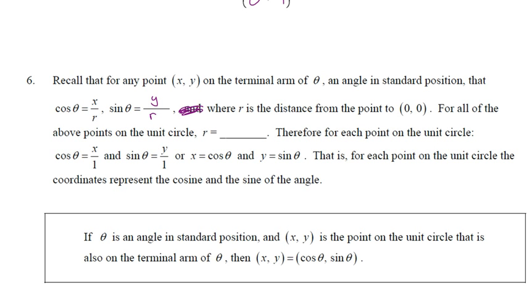How about where r is the distance from the point to (0, 0)? For all of the above points on the unit circle, r equals 1, unit circle. Therefore, for each point on the unit circle, cos theta is x over 1 and sine theta is y over 1. Or x is cos theta and y is sine theta. That is, for each point on the unit circle, the coordinates represent the cosine and the sine of the angle.